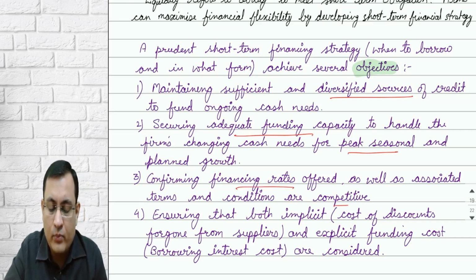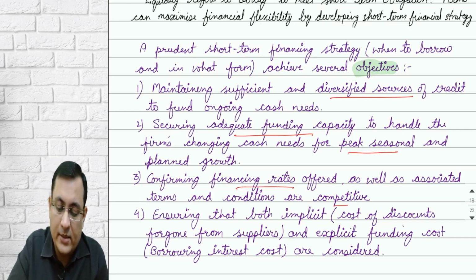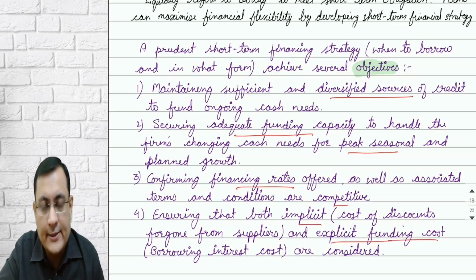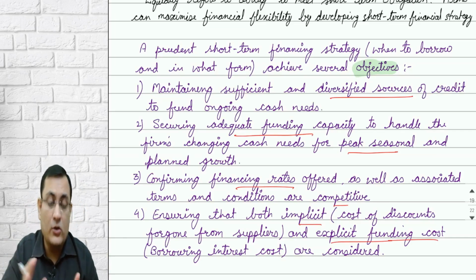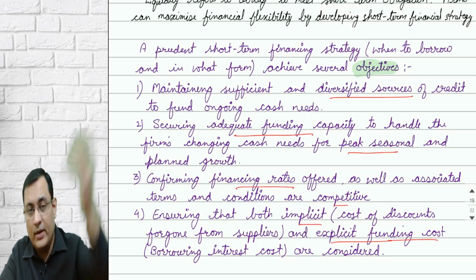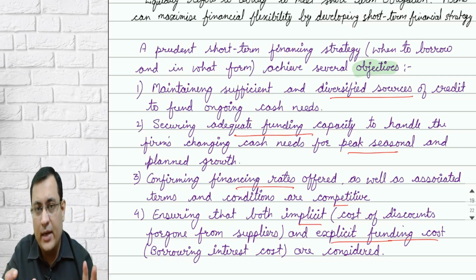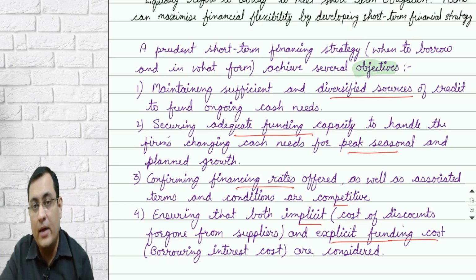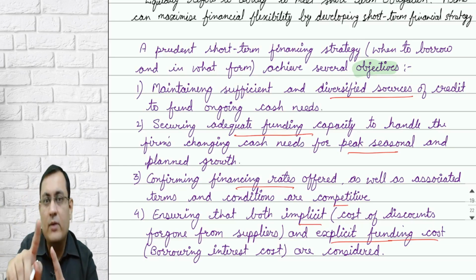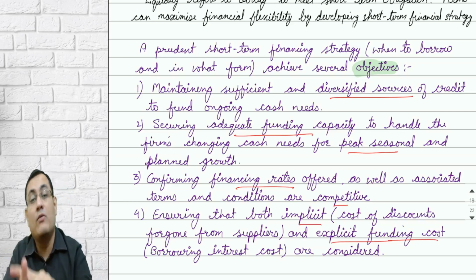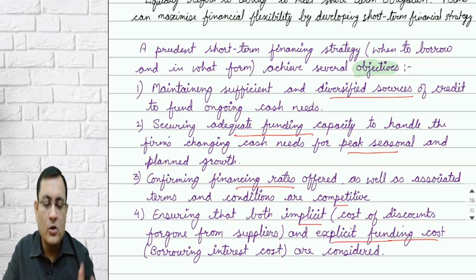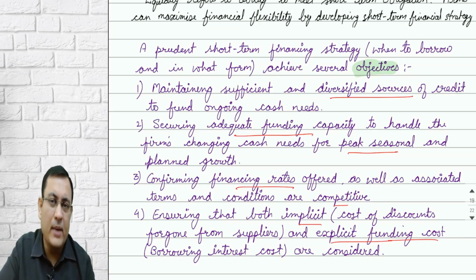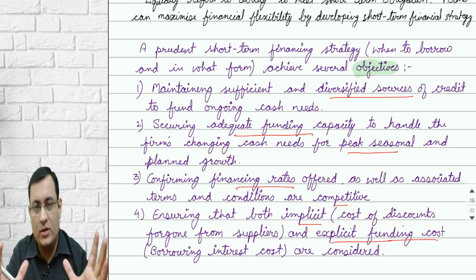And last, ensure that both implicit and explicit funding costs are considered while doing this liquidity management. What do we mean by implicit? That is the cost of the discount foregone from the supplier, that effective annual rate. So whenever you are doing liquidity management, whether to pay or not pay the supplier, you should consider both the effective annual rate of the discount foregone versus the required rate of return of investors for early payment and availing the discount. These should be considered. So in all, your liquidity management is more related to your cash management.